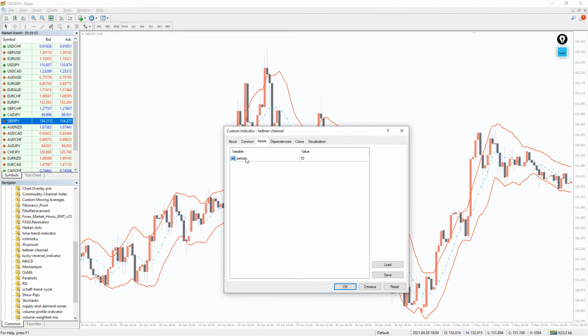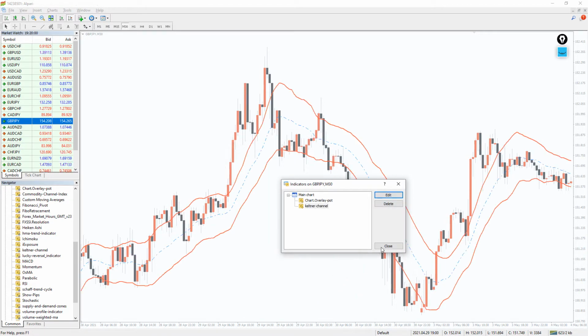So there is only one line in the indicator settings, Period. It allows you to edit the EMA parameter of the Keltner channel to determine its sensitivity.